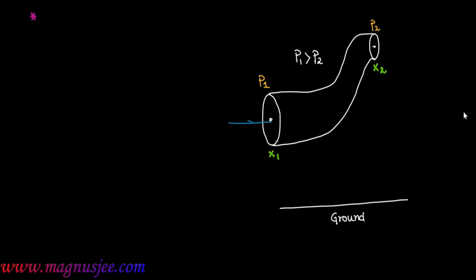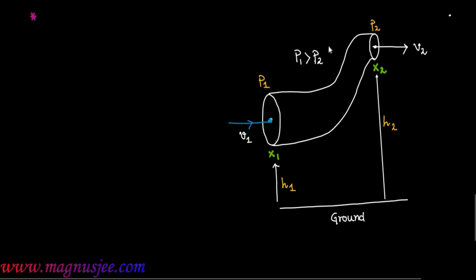As P1 is greater than P2, liquid flows towards right with the velocity v1. Liquid emerges with the velocity v2 from the pipe at the end x2. Two ends x1 and x2 are at the heights h1 and h2 from the ground. Here height increases.